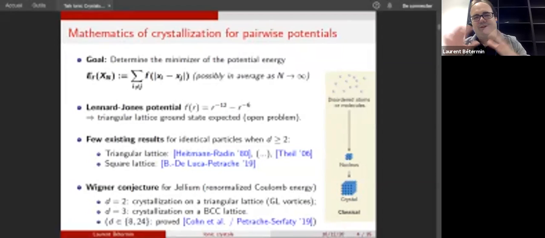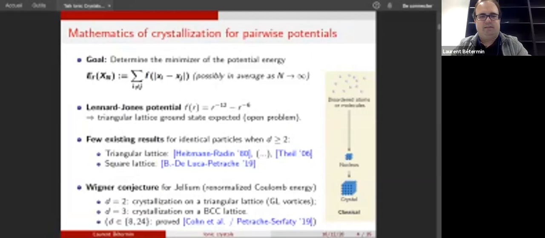Or we have this paper by Theil in 2006 showing that if something is a bit like that, but with a very narrow well, so decreasing, increasing, you can show the optimality of the triangular lattice in that case. And we have recently adapted, with De Luca and Petrache, these methods for the square lattice.